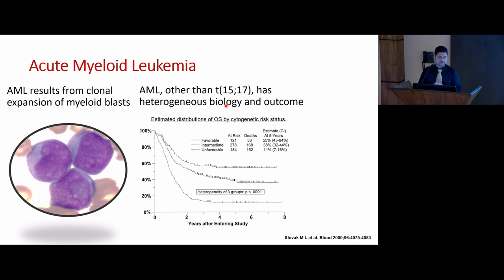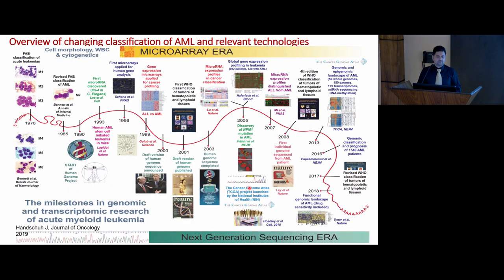So a little bit of background on AML. As we all know, AML arises from a clonal expansion of myeloid blasts, and other than APL has heterogeneous biology and outcomes. We all know that patients with intermediate cytogenetic risk have heterogeneous outcomes, and understanding of AML biology has greatly been linked to improvements in technology. In the 1970s, this was entirely a morphologist's game, wherein we had the FAB classification and everything was classified based on how it looked under the slide and what the cytochemistry was like.